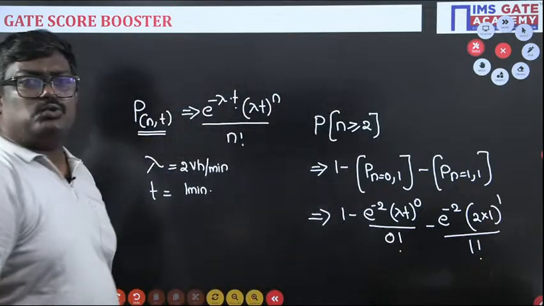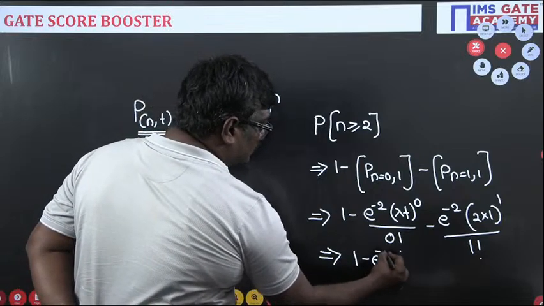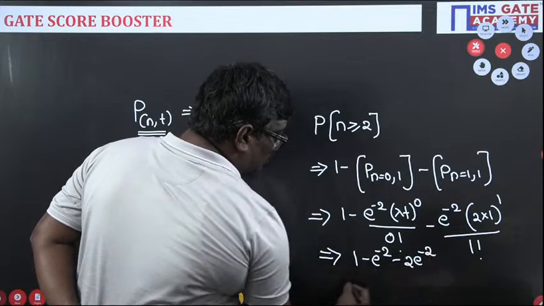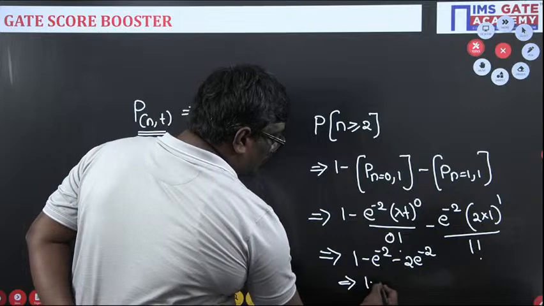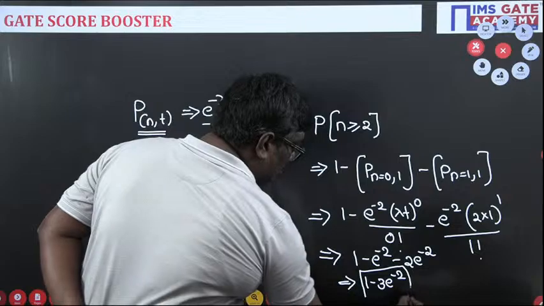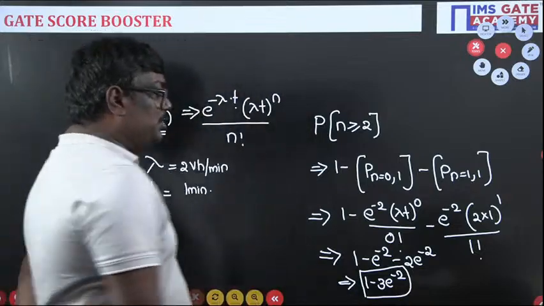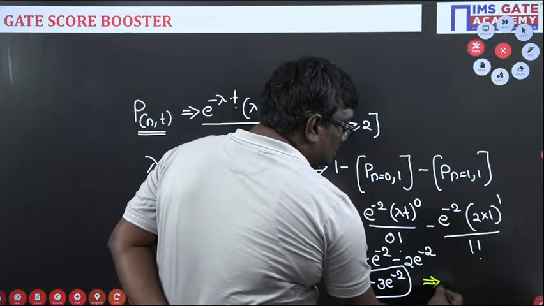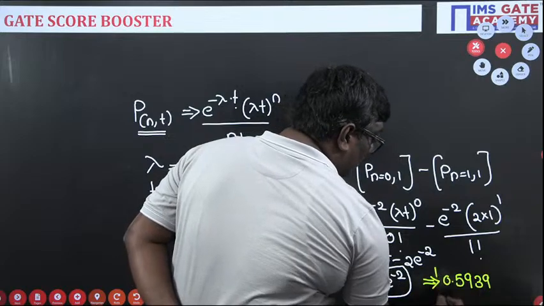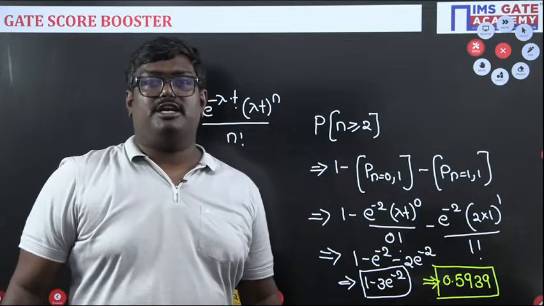So my dear students, on substituting these values, you will get 1 minus e power minus 2 minus 2 into e power minus 2. So this will be equal to 1 minus 3 into e power minus 2. When I calculate 1 minus 3 into e power minus 2, you will get a value of 0.5939.